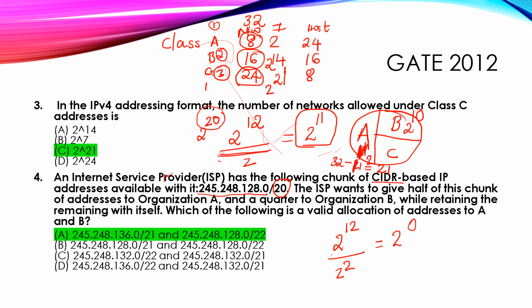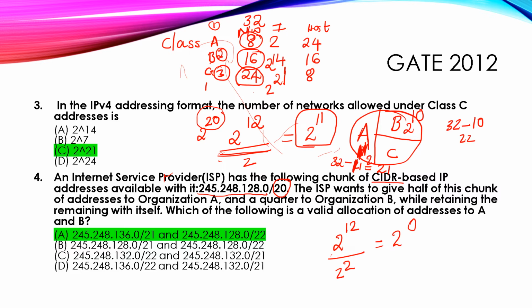For organization B, what will be the mask? 32 minus 10, which is 22. So slash 22 will be the mask for class B. So in options A and B, in terms of mask, it is correct. And out of this, we have to identify the subnetwork address.